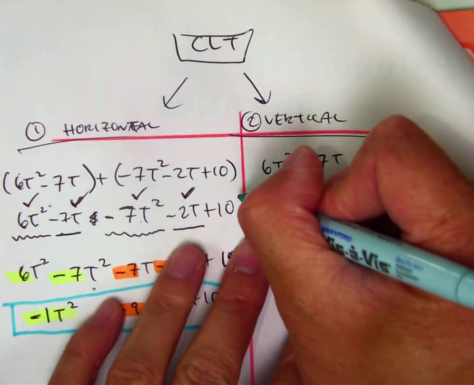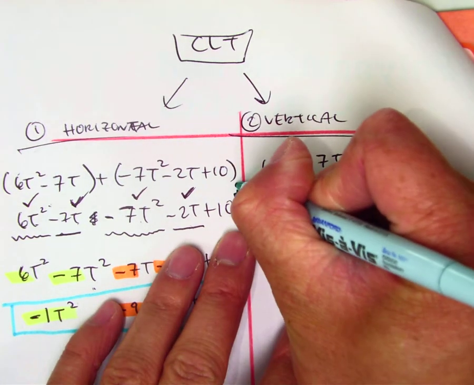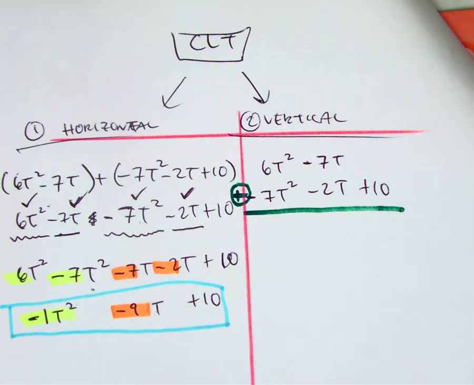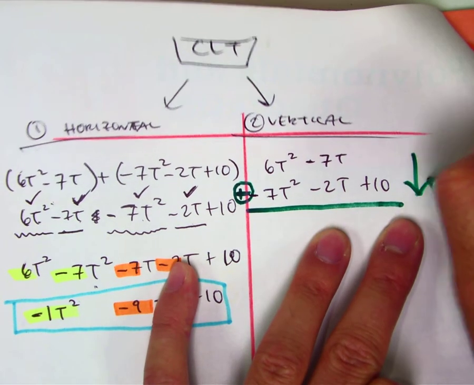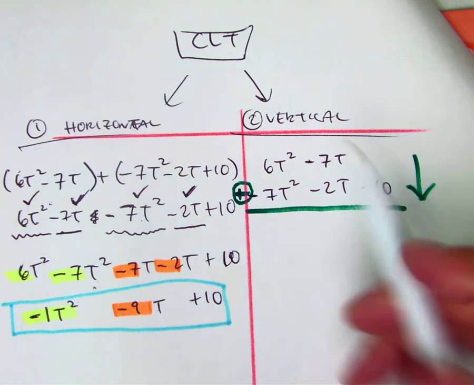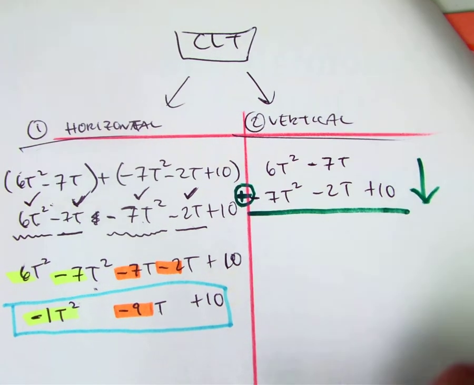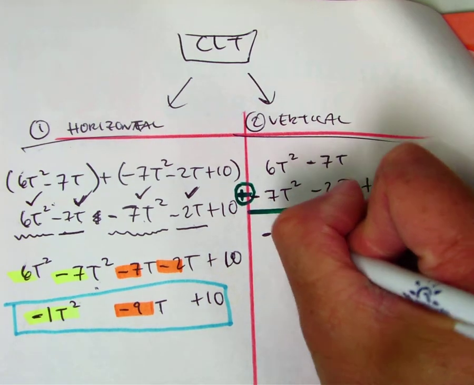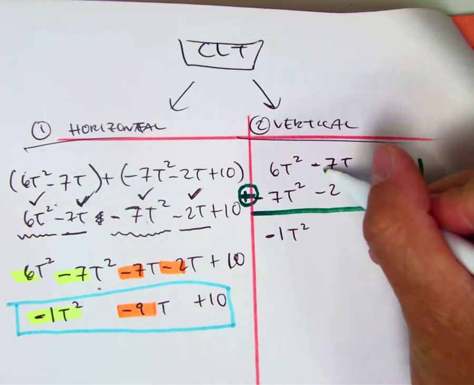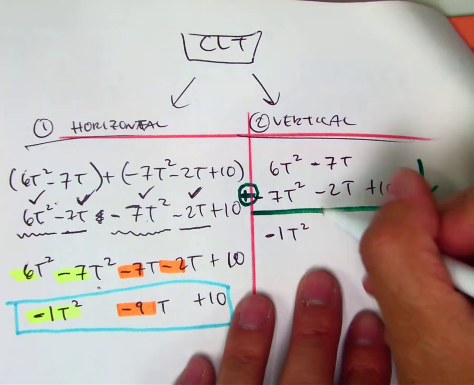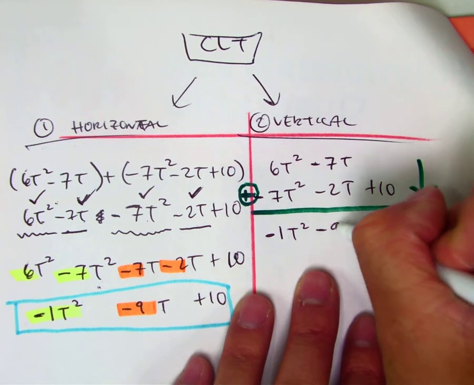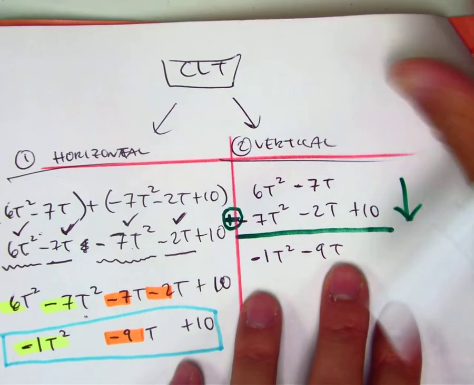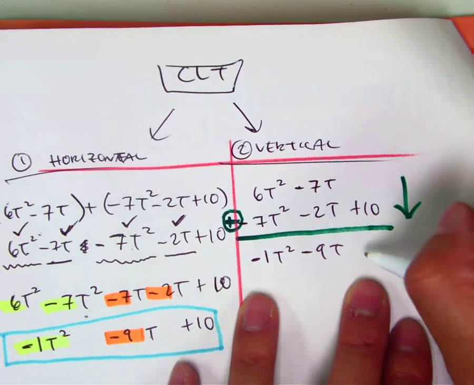And what I'm going to do is I'm going to put a plus sign, and I like to put my plus signs with a circle to remind myself what math operation I'm doing. And then all you have to do now is add down. Class, what is 6 minus 7? Negative 1t squared. Class, negative 7 minus 2? Negative 9t. Remember, you're not doing anything with the exponents. That's a common mistake with addition and subtraction. And then I would just write that 10.